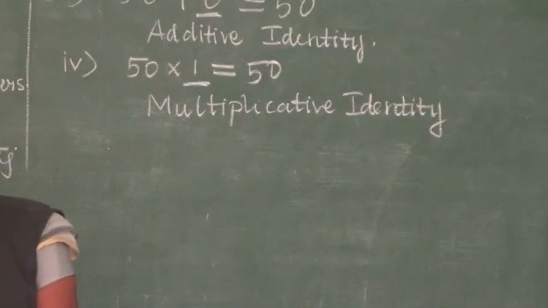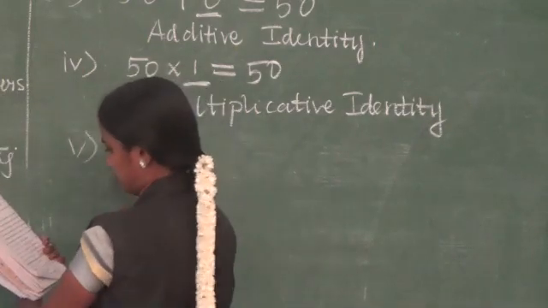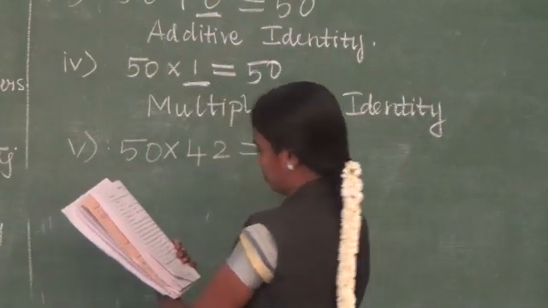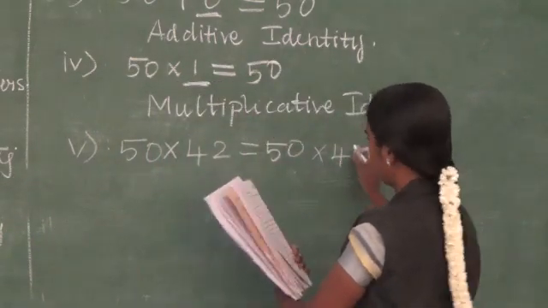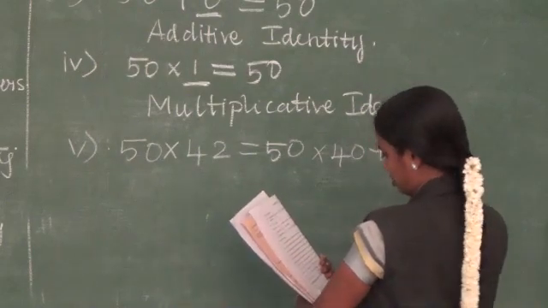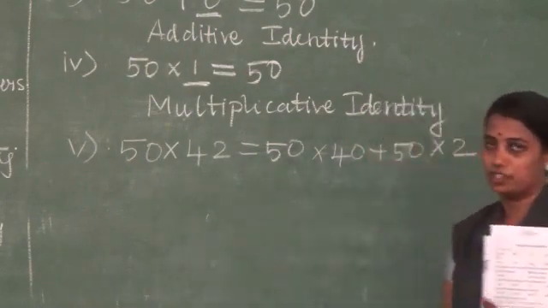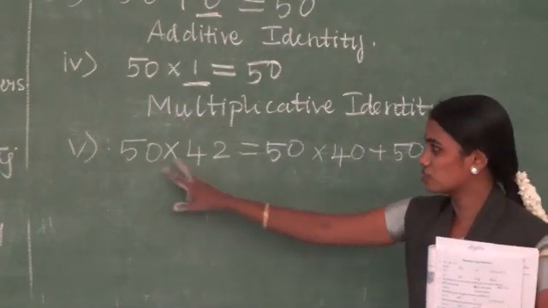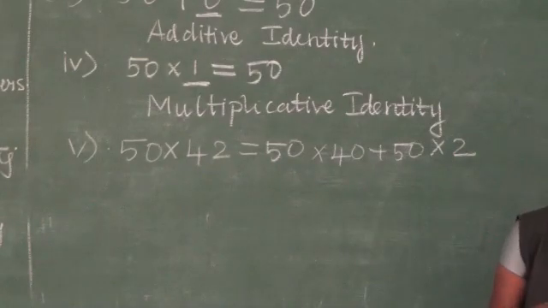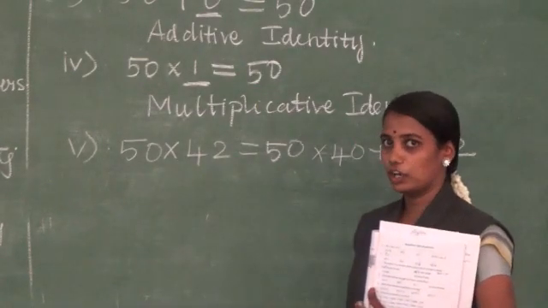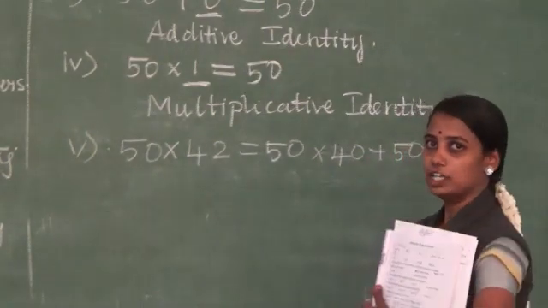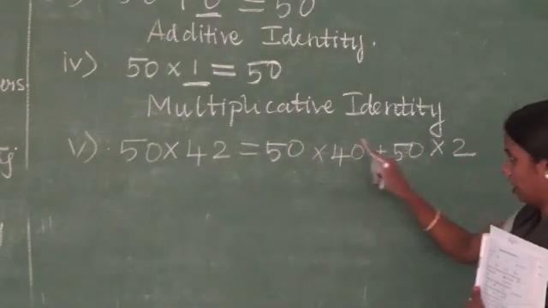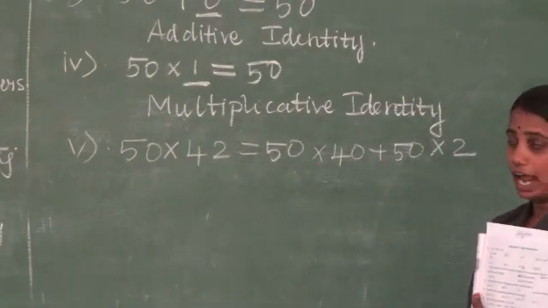Next, option 5. 50 into 42 equals 50 into 40 plus 50 into 2. Listen to me, this is a little bit lengthier statement. Here 2 numbers are there, here 4 numbers are there. So look at the operations. Here the multiplication sign is there, here multiplication and addition are there.